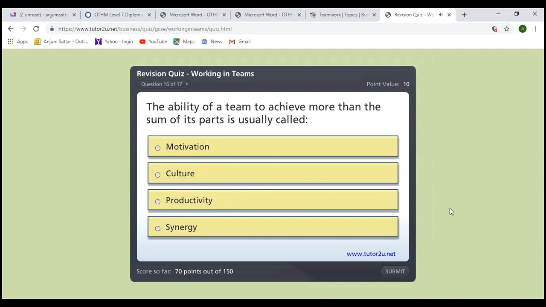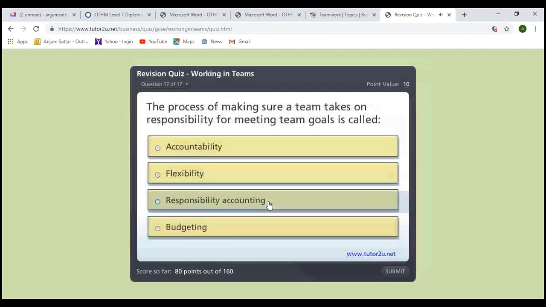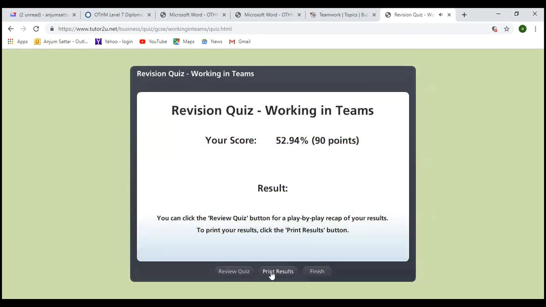Okay, the ability of a team to achieve more than the sum of its parts is usually called? That's synergy. Okay, last question. The process of making sure a team takes responsibility for meeting team goals is called? Accountability. Well done, correct.